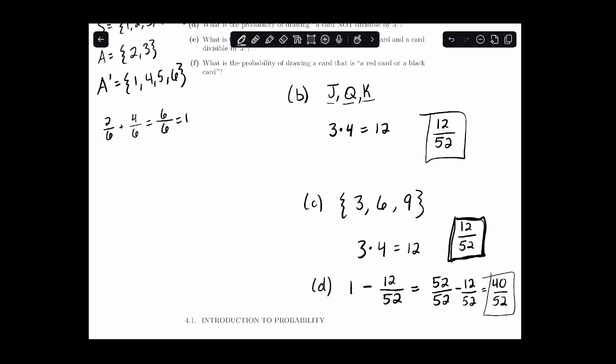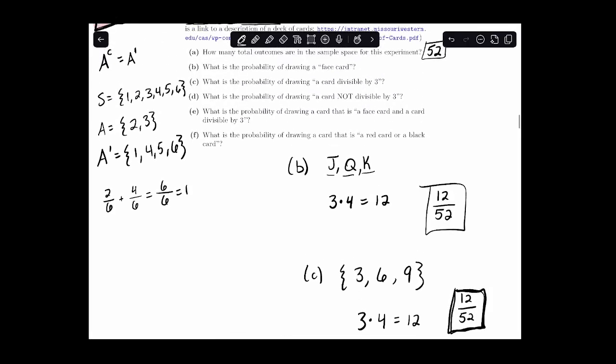Great, okay. Part E, if I go back up here, part E says, what's the probability of drawing a card that is a face card and a card divisible by 3? Well, we said that we aren't thinking of face cards as numbers, so there are no cards that are face cards and divisible by 3, and so here the probability would be 0 because it's something that's not possible to happen.